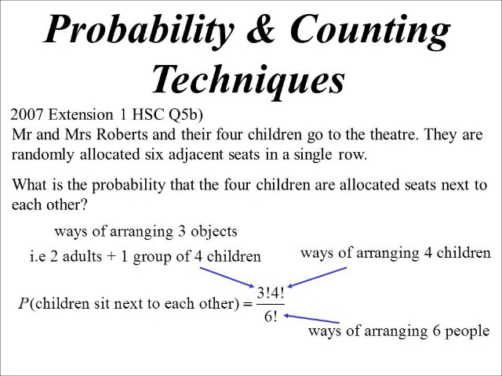And now, you've organised how you want to sit, so there's going to be yourselves and the 2 parents, Mr. and Mrs. Roberts, so 3 people all up. We're then going to arrange those, so that's where the 3 factorial comes into it. And that works out to be 1 in 5. So that's a typical sort of extension 1 question.